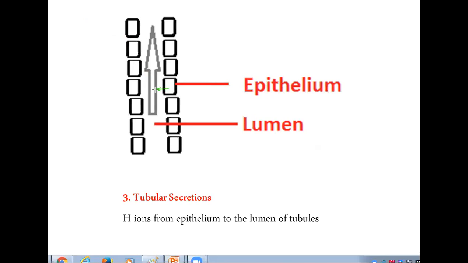the epithelial cells of the tubule secrete some substances into the lumen. Mostly hydrogen ions are secreted.